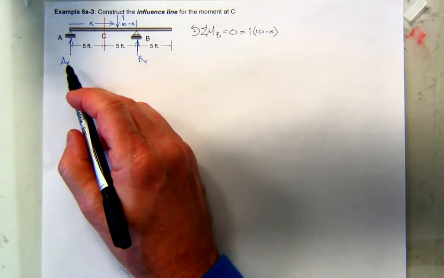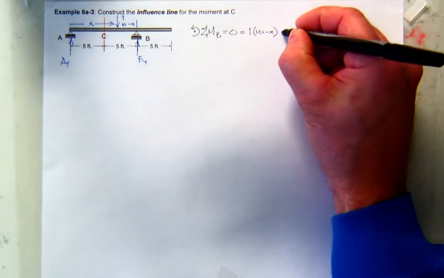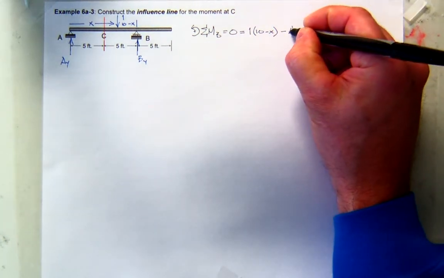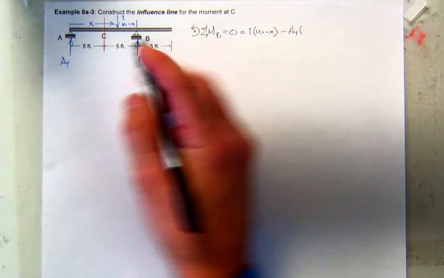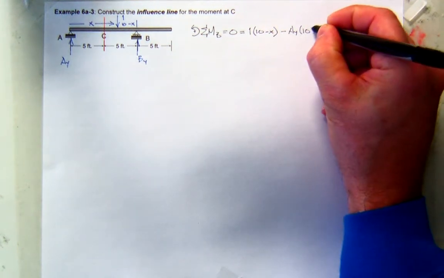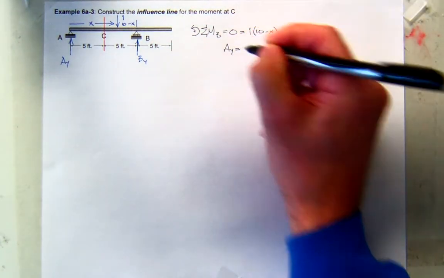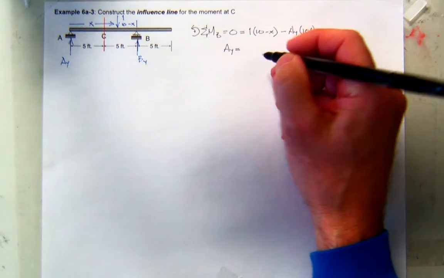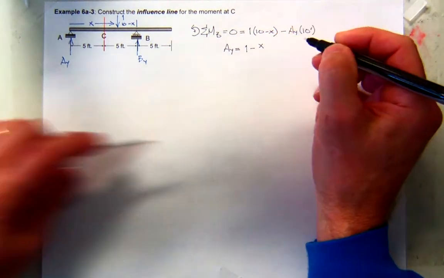And then, of course, we have the reaction at A, and that's going to create negative moment. The force would be AY. And, of course, the distance between B and A is given here as what? 10 feet. So we can find the reaction at A. Divide everything by 10. It looks like it's going to be 1 minus x over 10.